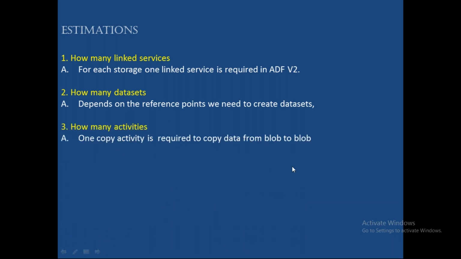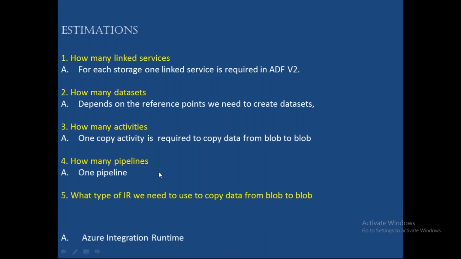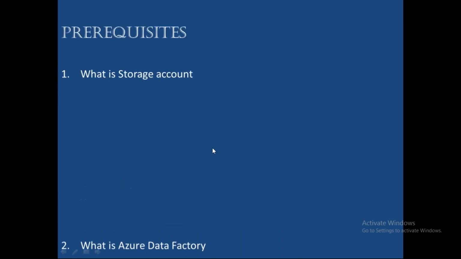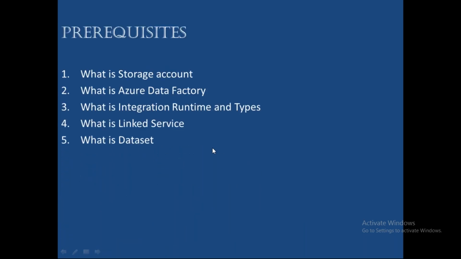I will use a copy activity to copy data from blob to blob, but if you want to delete, you need to use a delete activity. Like that, based on requirement, you need to use the activity, but our main intention is copying the data. Pipelines: one pipeline. What type of IR will we use? Azure integration runtime. Required resources, I hope everybody knows: storage account, data factory, integration runtime types, linked service, dataset, activity, and pipeline.